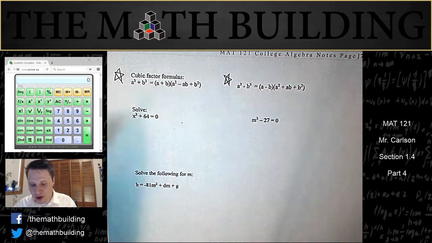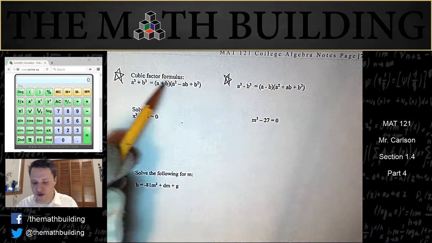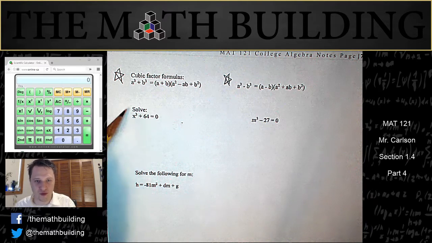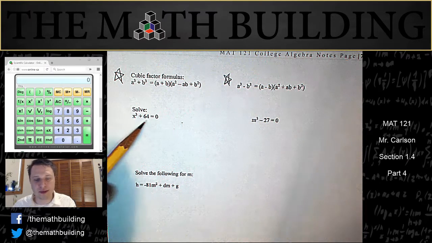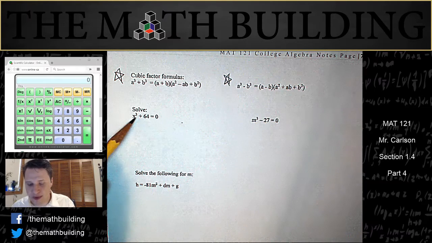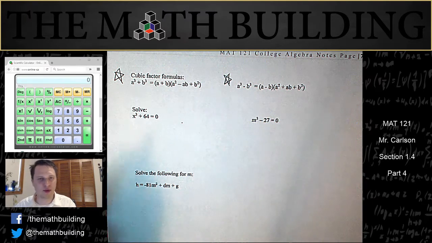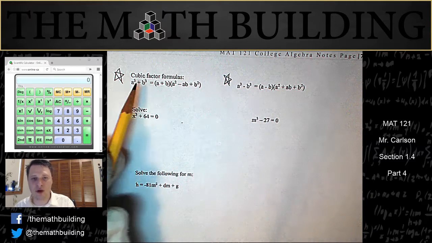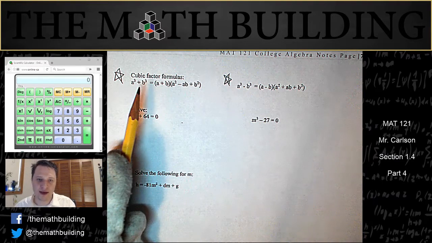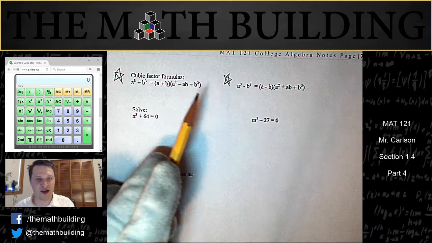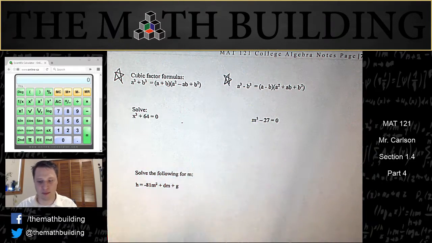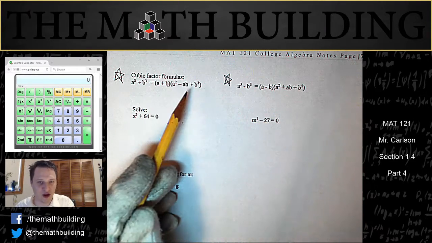Gregory here, and we're going to figure out how to use the cubic factor formula to solve this equation right here. It's x to the 3 plus 64 equals 0, and since our degree is 3, that means we should get 3 answers. So these are really easy to do if you know the cubic factor formula. You just want to follow this formula exactly as it's laid out, and that allows us to break it up a bit so we can solve it.